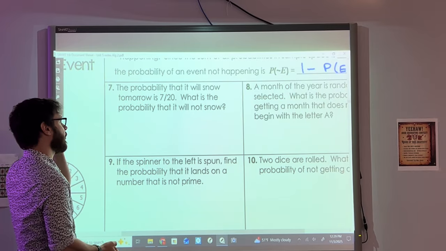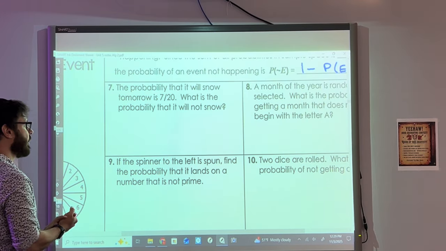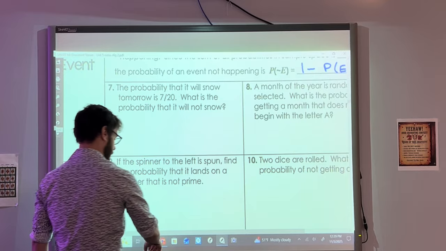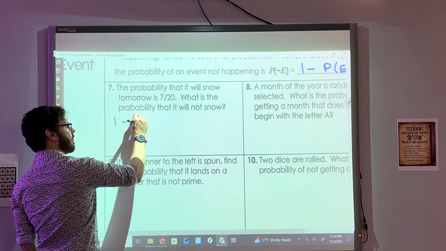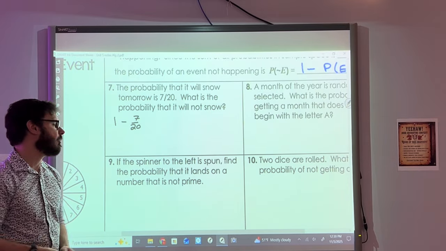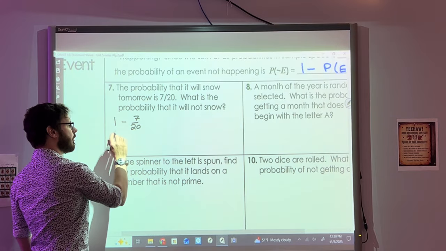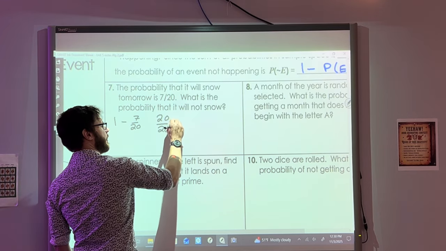The probability that it will snow tomorrow is 7/20, 35%. What's the probability that it won't snow? Okay, well that's going to be 1 minus 7/20. You can do that on your calculator, but if I want it to be 20, that's going to be 20 out of 20. That's going to make 1.